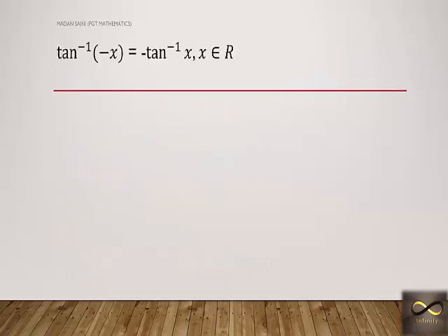So first of all I am going to prove tan inverse of minus x is equal to minus tan inverse x for all x belongs to R. Let us suppose tan inverse of minus x is equal to y. Taking tan on both sides, we will have tan y is equal to minus x. Next we have minus tan y is equal to x. As we know, tan of minus y is equal to minus tan y. Using this property, we have tan of minus y is equal to x.